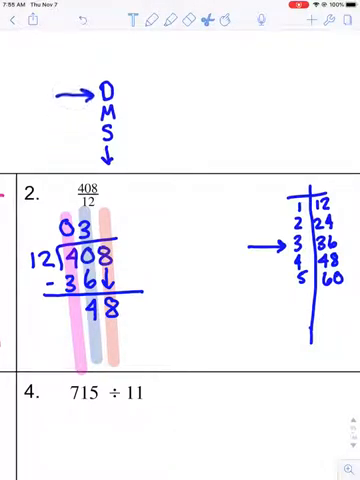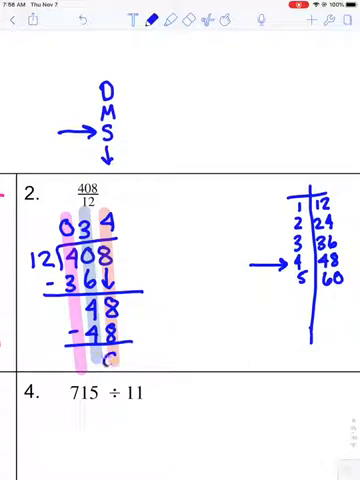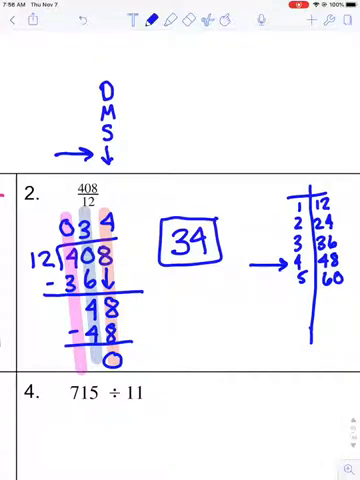So I have to go back to divide. My next question is, how many times does 12 go into 48? Based on my chart over here, I can see it goes in exactly 4 times. 12 goes into 48 4 times. 12 times 4, that's my multiplication step. 12 times 4 is 48. Next, my subtraction step. 48 minus 48 is 0. And I look to see if there's something that I should bring down for my bring down step, but there's nothing else there, so I'm done. So 34 is going to be my final answer.